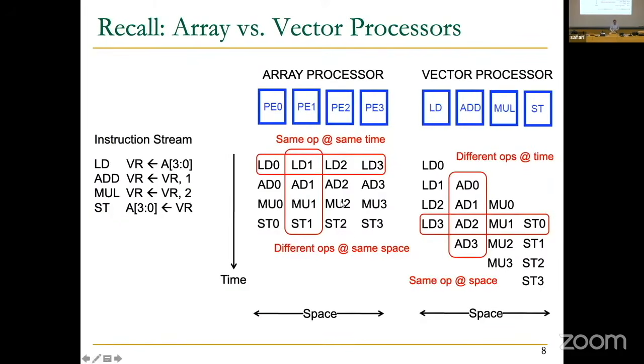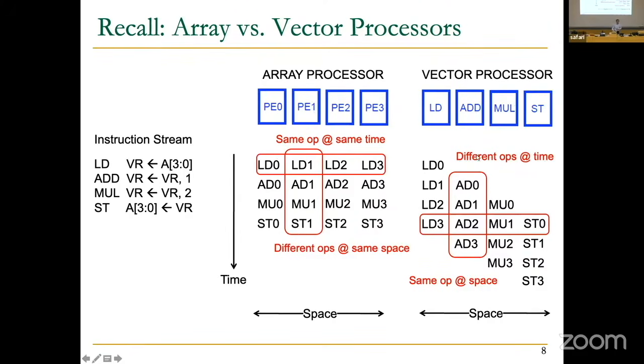What's a vector processor? Essentially, these both have multiple processing elements, and they can execute multiple instructions at a given time. Except array processor has much more powerful processing elements where each processing element can do any operation. And this way, you can actually execute the same operation at the same time on all processing elements on different data elements, different data inputs. You can see that at a given time, all the processing elements are executing loads in the first cycle, adds in the next cycle, multiplies in the next cycle, and stores in the next cycle.